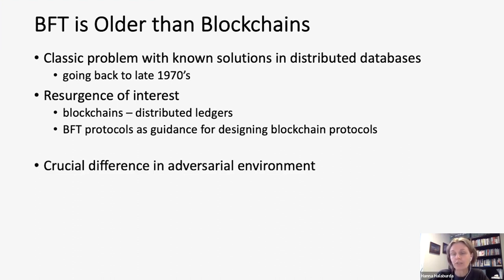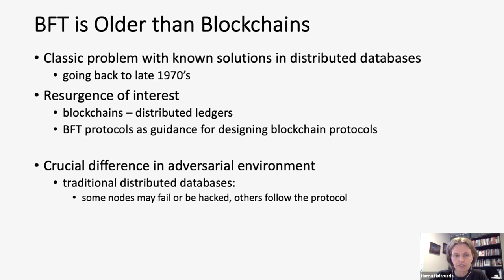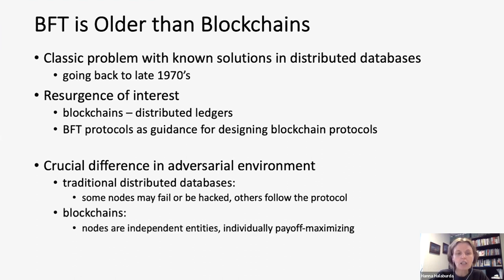So the crucial difference that we are observing between traditional databases and blockchains is the difference in adversarial environment. The traditional distributed databases that were created and set up within a particular company were considering the possibility that some nodes may fail or be hacked. But if everything goes well, the nodes that are not failing or being hacked will just simply follow the protocol. In blockchains, nodes are not part of the same company. Nodes maintaining the blockchains are all independent entities that cannot be directed by a company to follow a protocol. Instead, they individually decide whether they are going to be better off, maximizing their payoff, by following the protocol or deviating from that protocol.